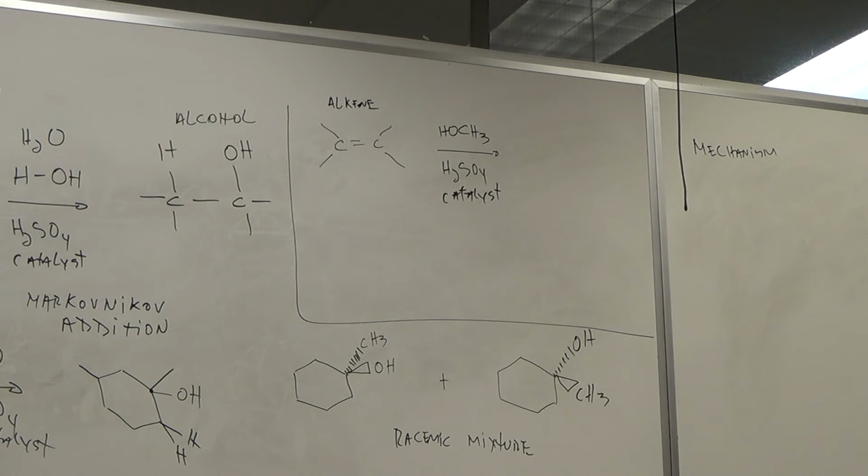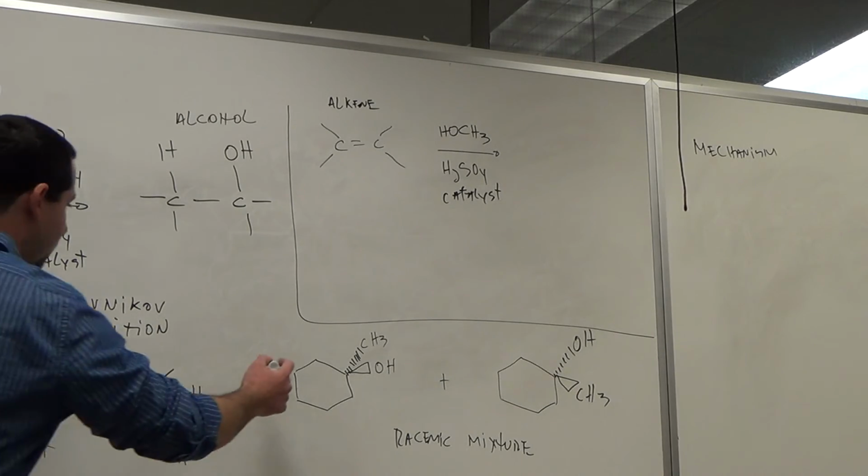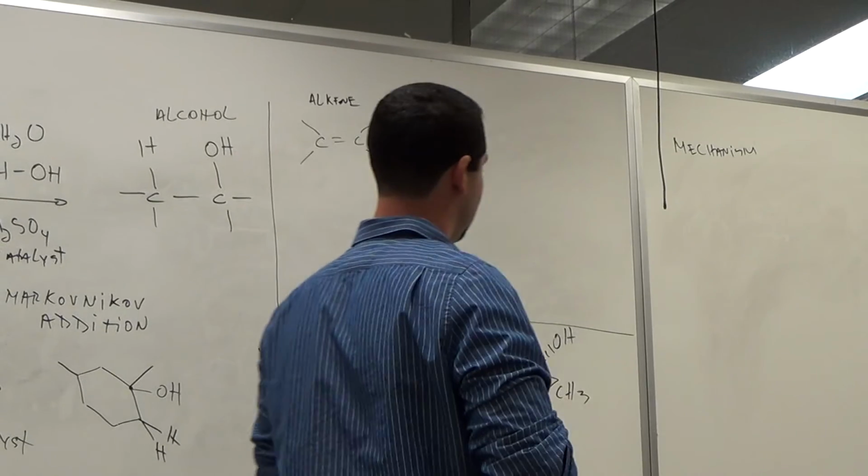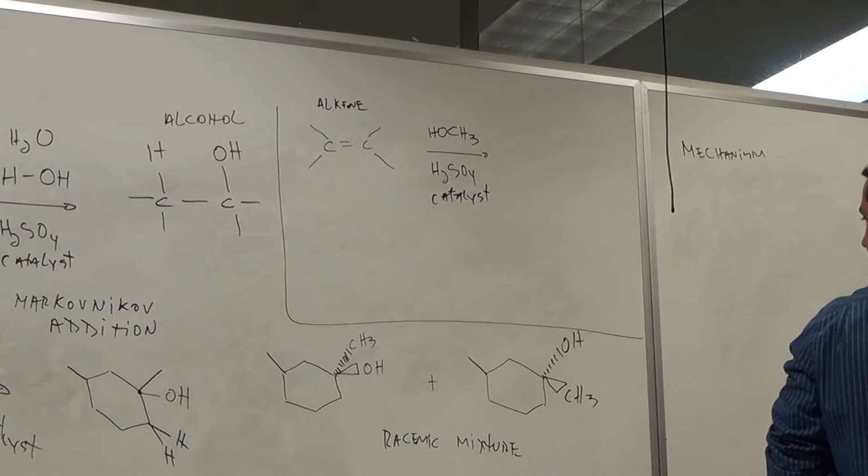Professor, when you drew the racemic mixture, you didn't include the additional methyl group. Oh yeah, because I forgot it. The additional methyl group is here, and you added that so it becomes a chiral center, so it has the enantiomers, right?